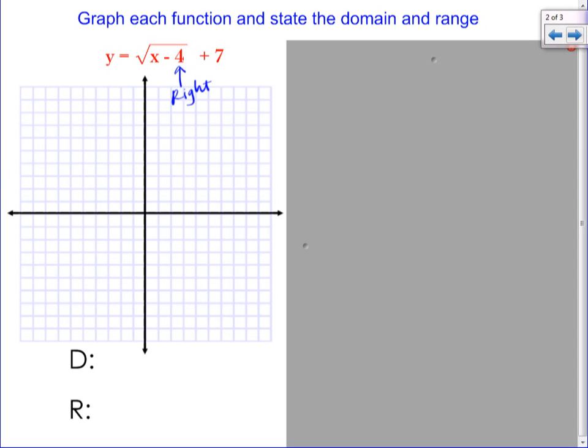Where are we moving here? Okay, that's either up or down, that number on the end. Okay, we're not changing the size at all because there's not a number in front of the radical or the square root. So we are just going to move this right 4, and then 1, 2, 3, 4, 5, 6, 7. So there's our starting point. And now we're going to plot those other 2 points, same as on the last slide. So we've got up 1 over 1, and then that guy, and we draw it.